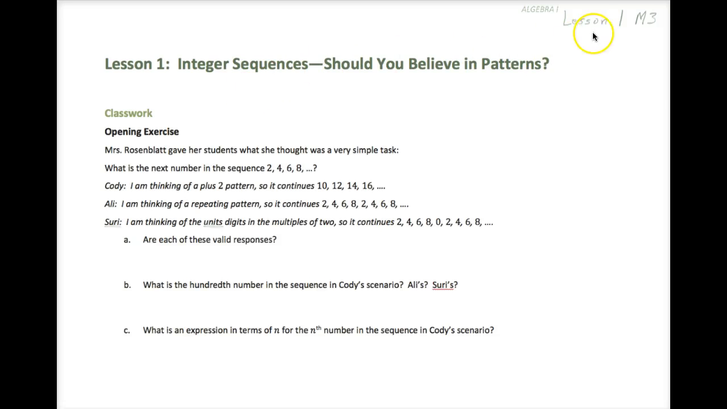Welcome back. This is Module 3, Lesson 1. We're going to be looking at integer sequences. Should you believe in patterns?